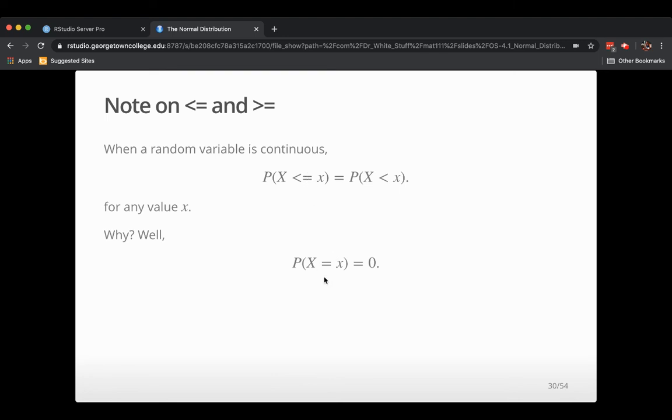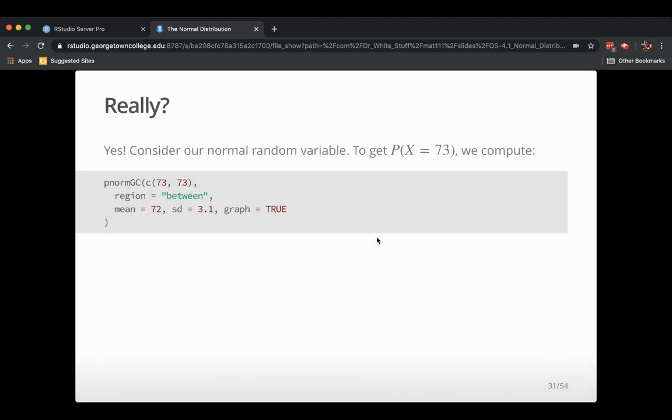And why is that? The reason is that the probability for a normal random variable to be exactly anything, like the probability for the normal random variable capital X to be exactly that value little x, is actually 0. And why is that? Well, let's look at what pnormGC would tell us for the probability for our normal random variable to be exactly some number. Like, how about the probability that the student is exactly 73 inches tall?